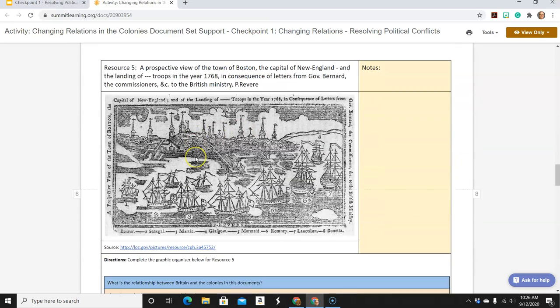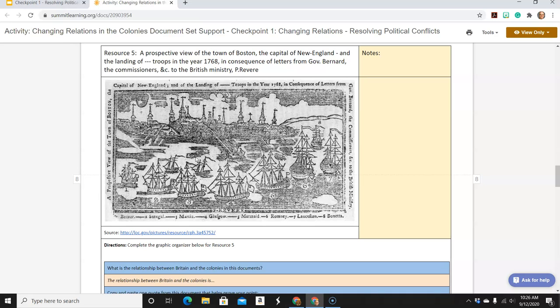Resource 5 is a picture. It says here, "A perspective view of the town of Boston, the capital of New England, and the landing of troops in the year 1768." So here we have British troops landing in the colonies, in Boston. This is going to be another reason for the American Revolution. Because why is the king placing British troops in his own colonies during peacetime? Well, his troops are there to make sure that the colonists obey the rules. This is going to be another reason why the 13 colonies separate from England, and its effect of the French and Indian War.